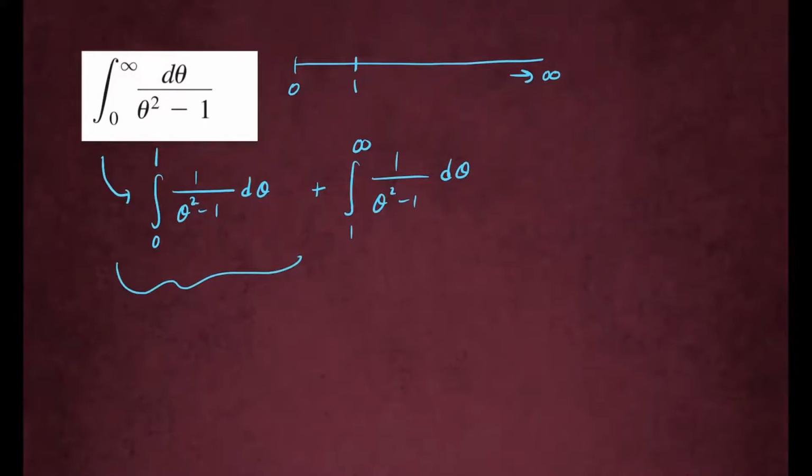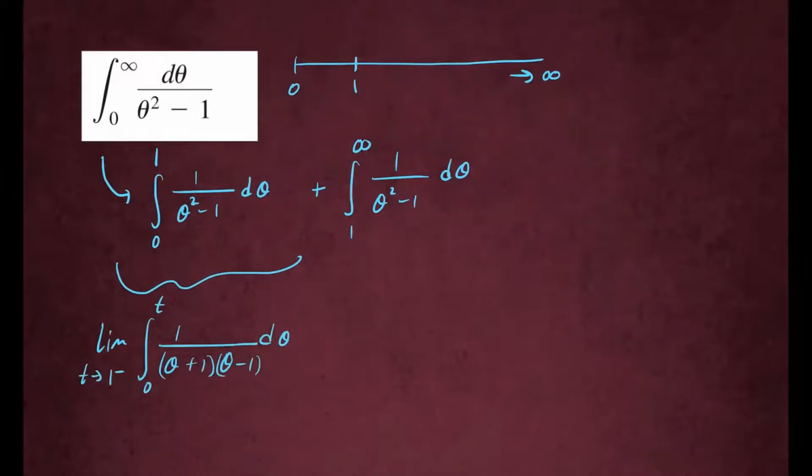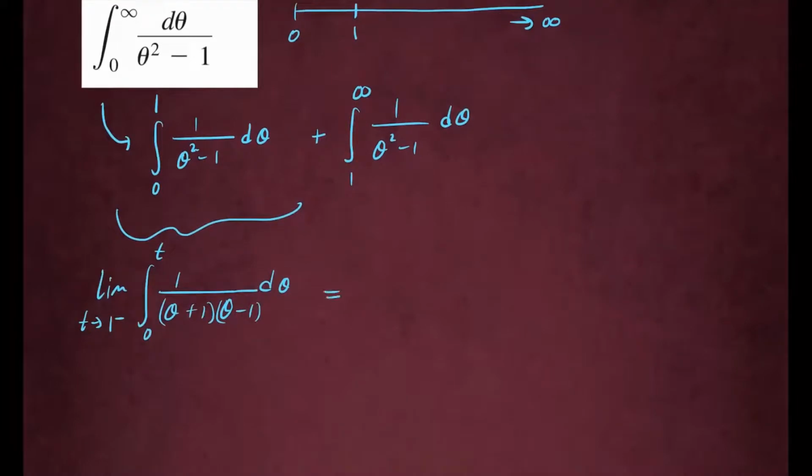So it is improper at 1, so I'm going to go ahead and take the limit as some t approaches 1 from the left because you're looking at the interval 0 to 1. And I'm going to factor the denominator into the following. So we have 0 to t of 1 over theta plus 1 and then theta minus 1 d theta. So this is a partial fraction problem. So you can break it up into the following. So we have the limit as t approaches 1 from the left of the integral from 0 to t of some a over theta plus 1 plus b over theta minus 1.